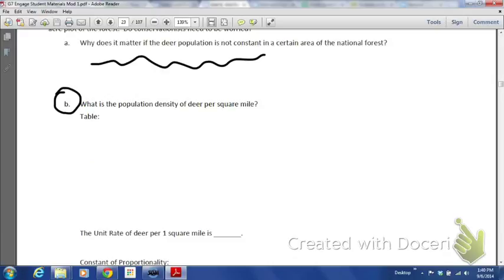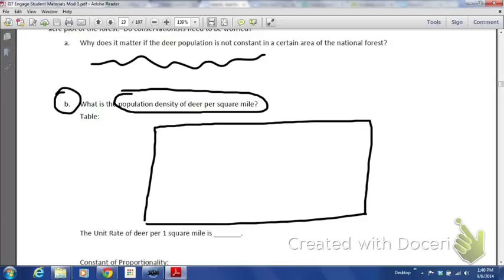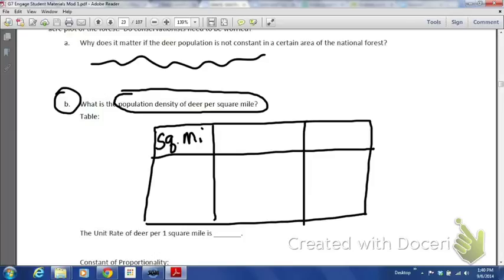But more importantly, what I'd like you to be able to do is to immediately create a table. If we're looking at the population density of deer per square mile, we need to start with a table. If you want to go ahead and make a table along with me. You guys have gotten pretty good at this, I've noticed. First here we have square miles. And we have number of deer. And then we have what's considered our population density.